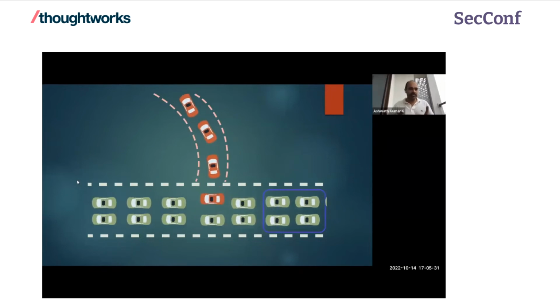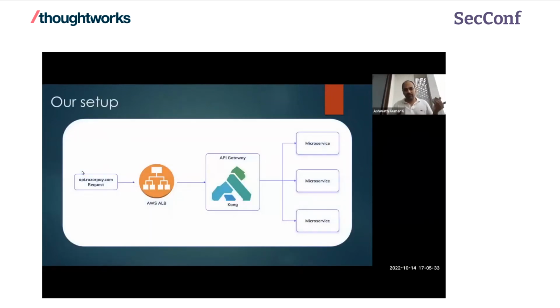Next slide, Sandesh. So just explaining how, whenever you make a request to api.razorpay.com and you're trying to make a payment, the very first box it goes to is the AWS application load balancer, and then it goes to our own custom API gateway, which is based on Kong. Here we have a bunch of plugins around rate limiters, CAPTCHA, and so on.